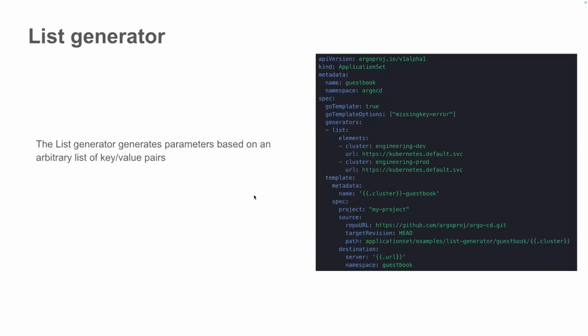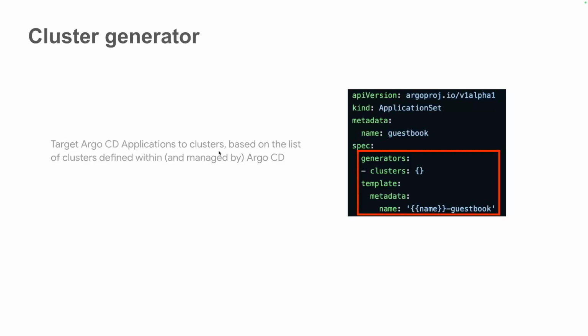I think we have already seen this. It's straightforward. We have a key value pair defined in a list, and then it will be rendered inside the template field. Then we have something called a cluster generator. What you can do is define the generator as clusters, and if you do something like this, open curly braces and closed curly braces, it will pick up all the clusters defined in ArgoCD. If you have to restrict it, you can just define the specific cluster you want to deploy to, just like we did in the list generator. So this is also very straightforward.